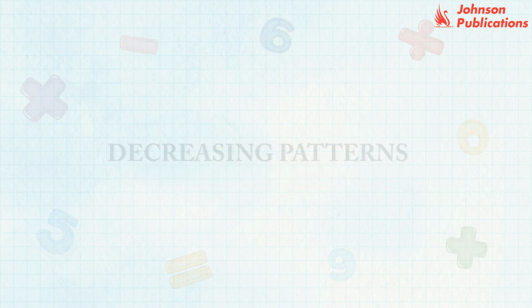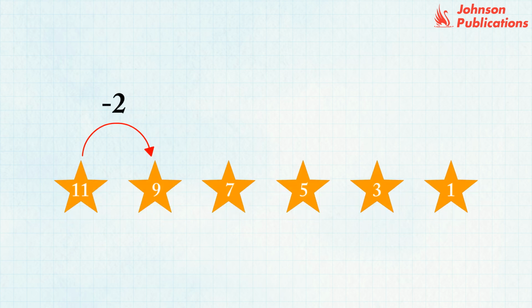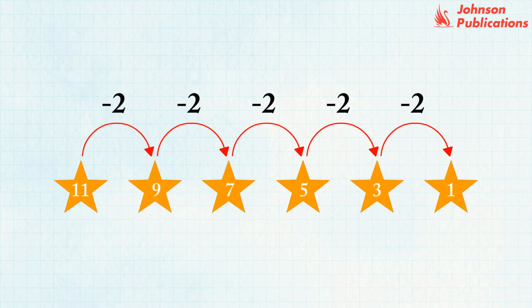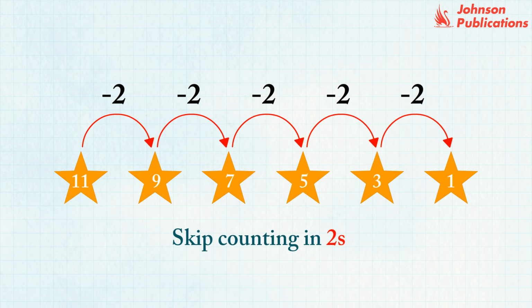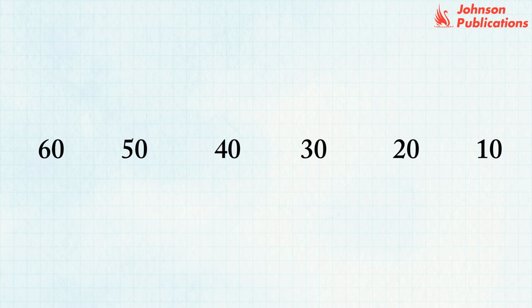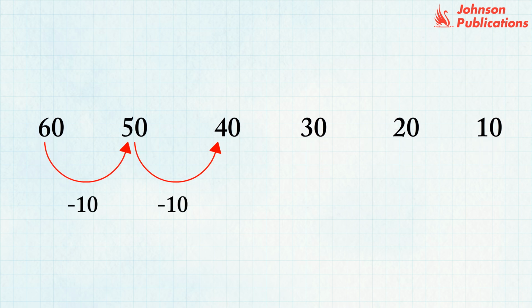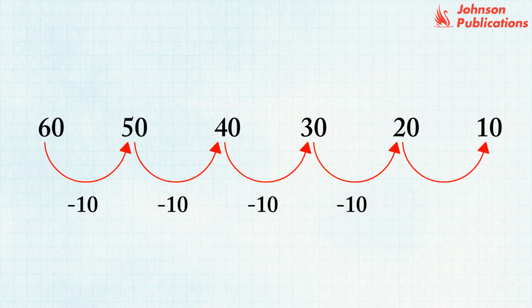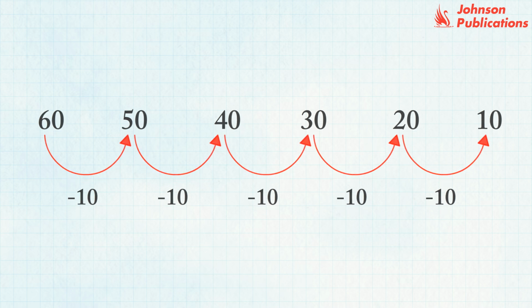Decreasing pattern. Observe the patterns on the screen. A decreasing number pattern is formed by skip counting in twos. Observe the next patterns on the screen. A pattern in which numbers are decreasing by subtracting 10 every time.